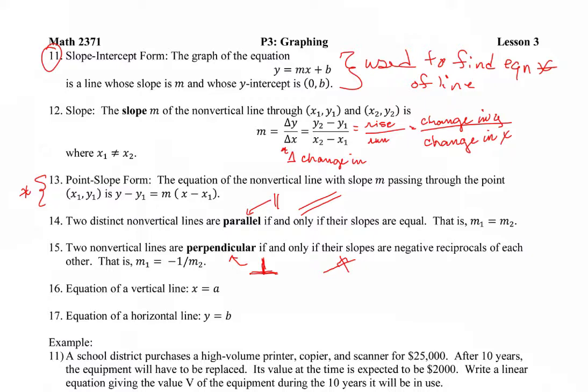All right. Then we have vertical lines. So here's x and here's y. And a vertical line is x equals a, so x equals any number a. And then a horizontal line, here's x, here's y. And a horizontal line is any line y equals b.